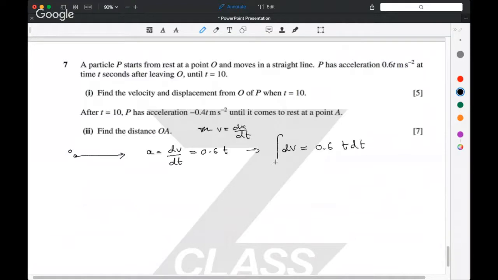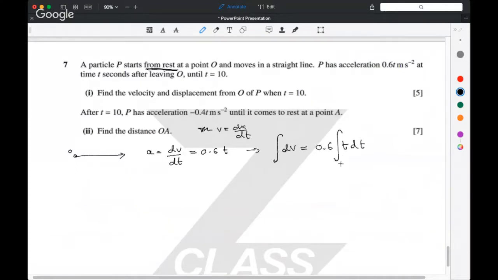Now I'm going to integrate this. And as I've said before, if you're given some kind of boundary condition, you can just go plus c if you want. But the boundary condition in this case is that at t equals 0, the velocity is 0, because it's telling us that it's from rest. But you can also just put those into the limits.